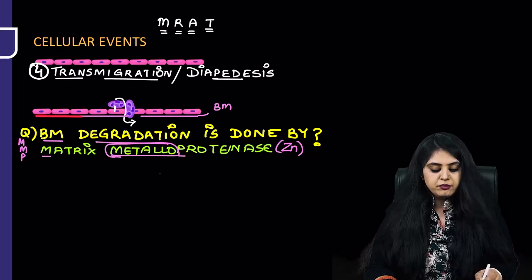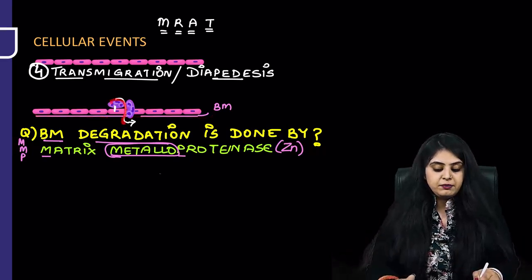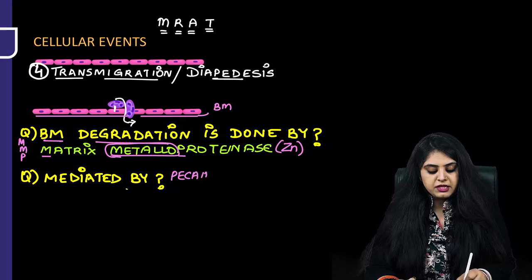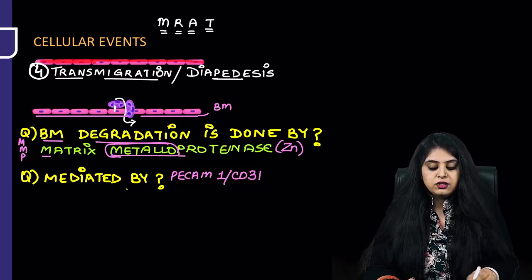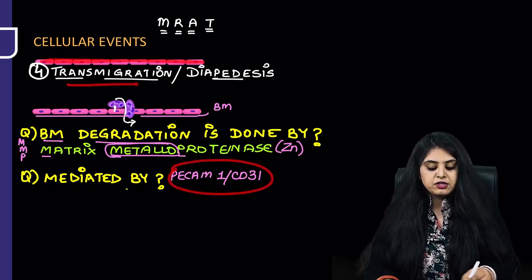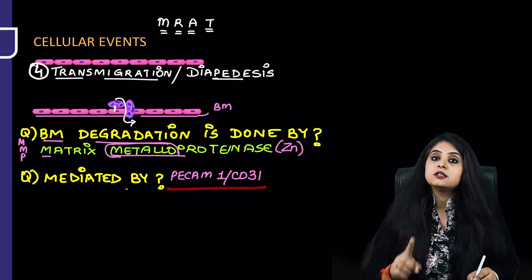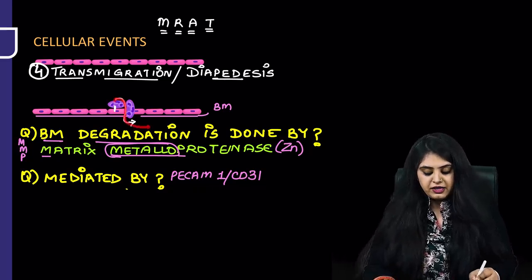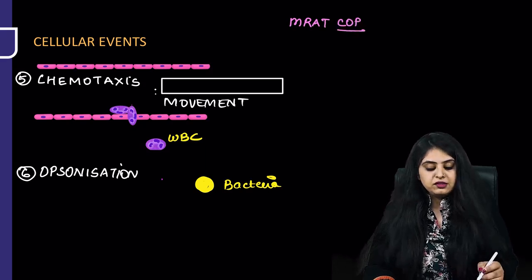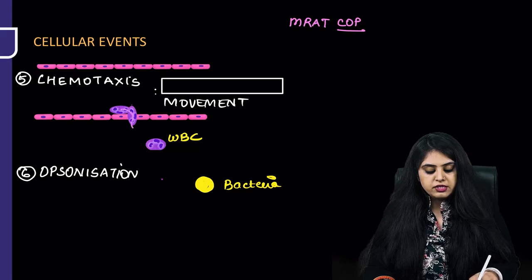Okay, so now fine, I have broken the door, I have opened the door, but who will help it move out? So which is the mediator? This is mediated by something known as PECAM1, also known as CD31. Please don't get confused that the lining of the endothelial cells was CD34 positive. What is useful in PECAM1 for transmigration or diapedesis is CD31. Okay, now the cell has finally moved out. I am done with the mnemonic MRAT, and I can now move on to the next part of the mnemonic, that is COP. So where is the cell? Ma'am, you said the cell had to move out, and here the cell has moved out.